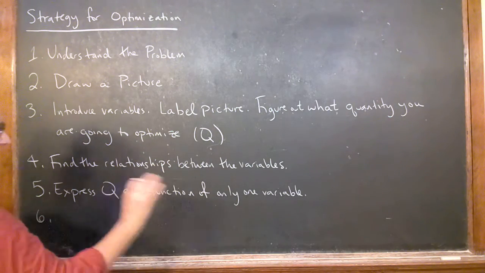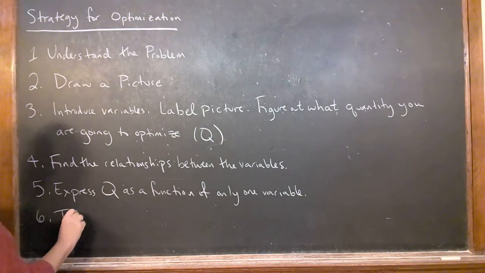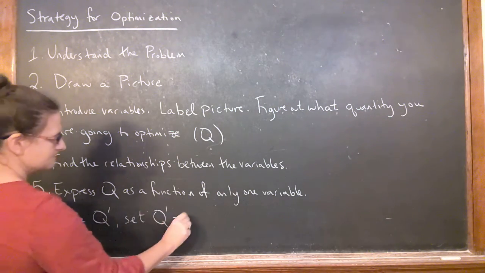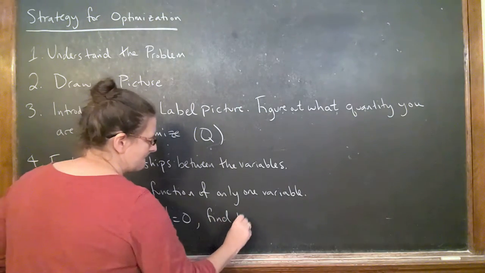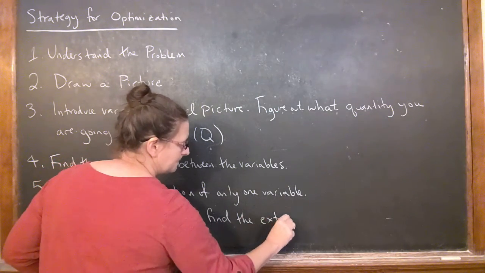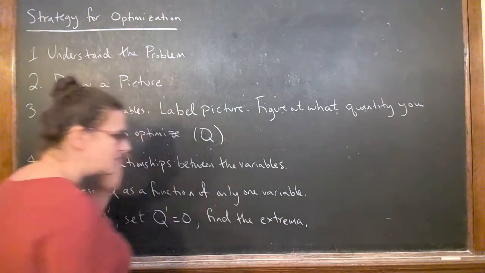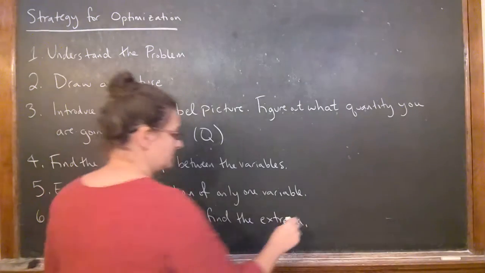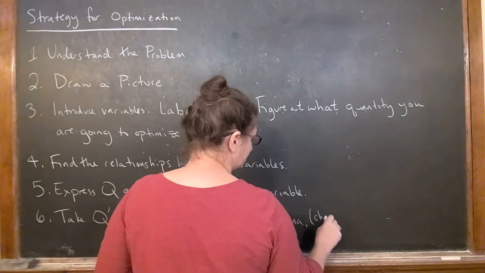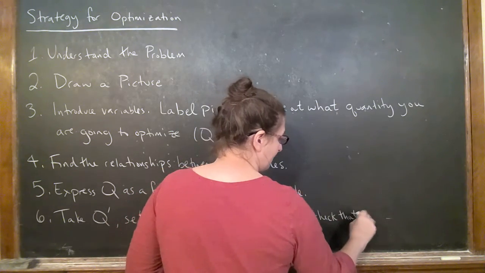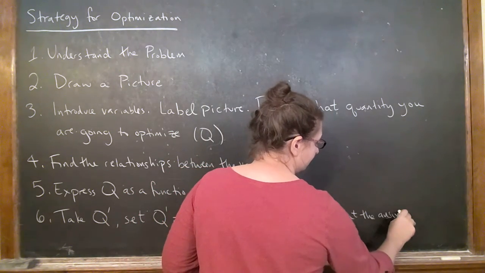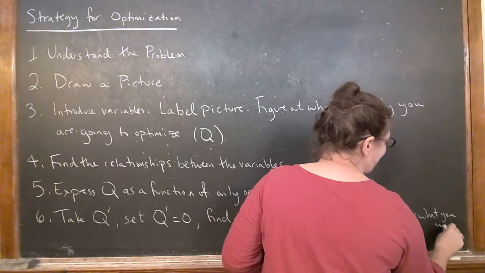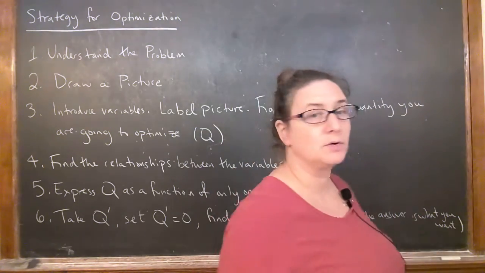And then, once you have Q in terms of one variable, you take the derivative, set it equal to 0, and find the extreme values, the critical points, right? Okay? Once you have, and you definitely make sure, you need to check that you have the right critical point. So what I mean is, by that statement, check to see that the answer is what you want.